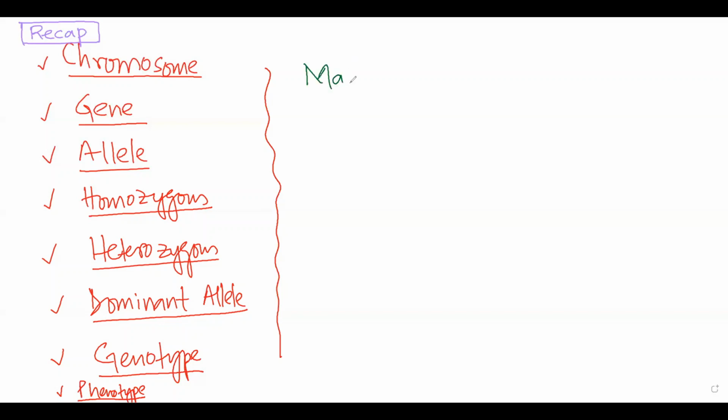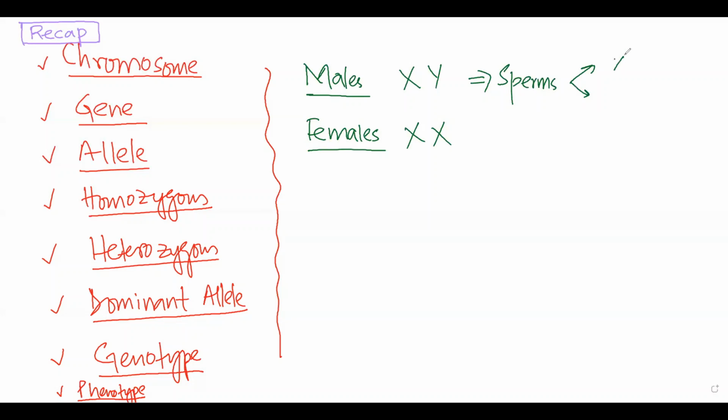You know, human males have an X chromosome and a Y chromosome. And females have two X chromosomes, X and X. So when males produce sperms, half of the sperms have X chromosomes and half have Y chromosomes. Got it? When females produce eggs, all eggs have what? X chromosome. Can you see the picture, children?